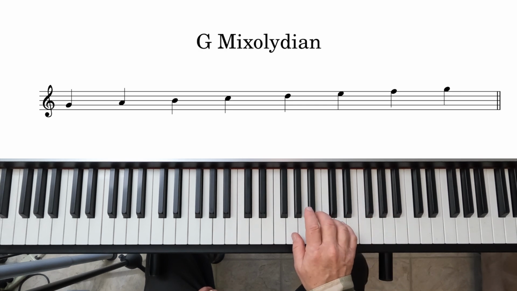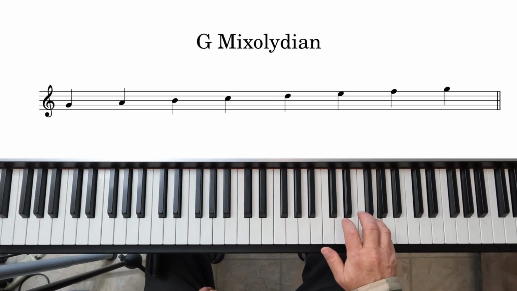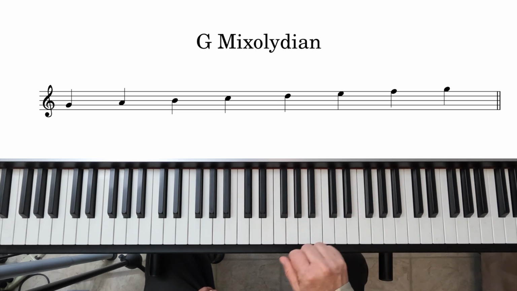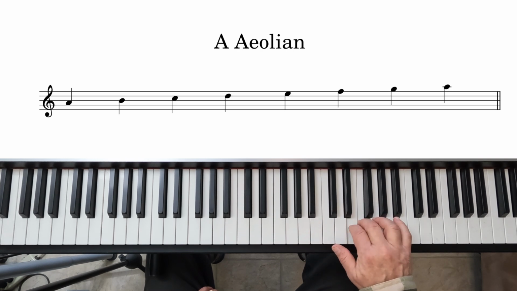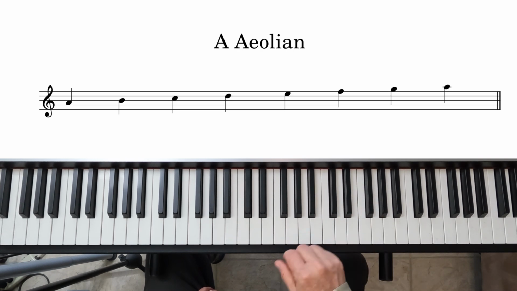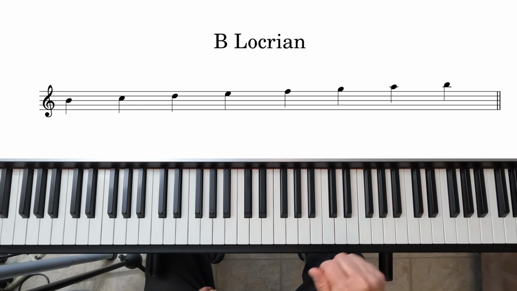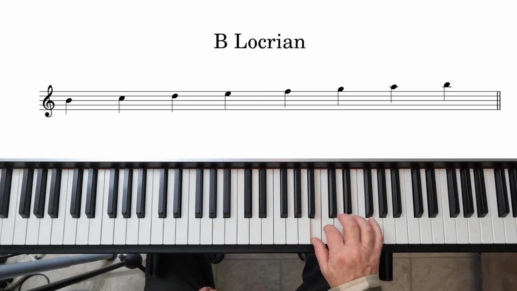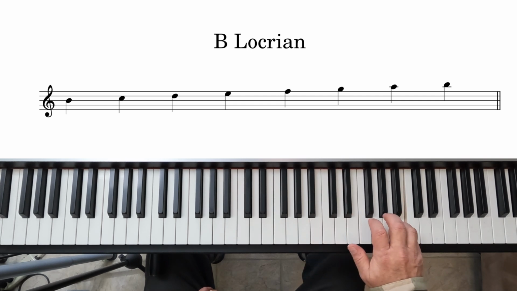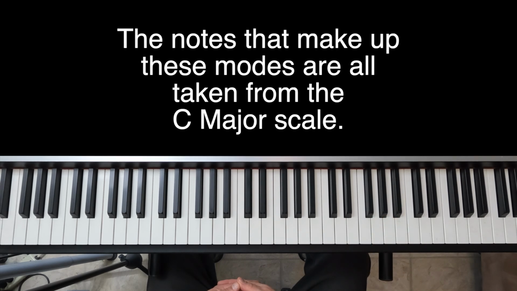Going from G to G, using the notes of the C major scale, Mixolydian. And then Aeolian, which you'll also notice is the same as our natural minor. And then going from B to B is the Locrian mode. So the notes that make up these modes are all the same notes. They are all contained within the C major scale. The only difference is the note we designate as the root note.